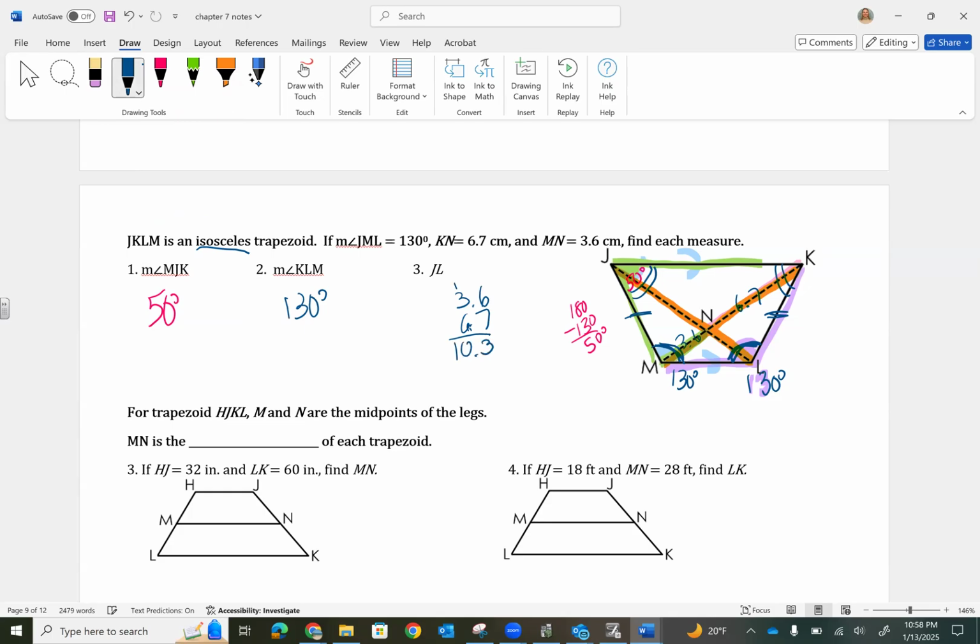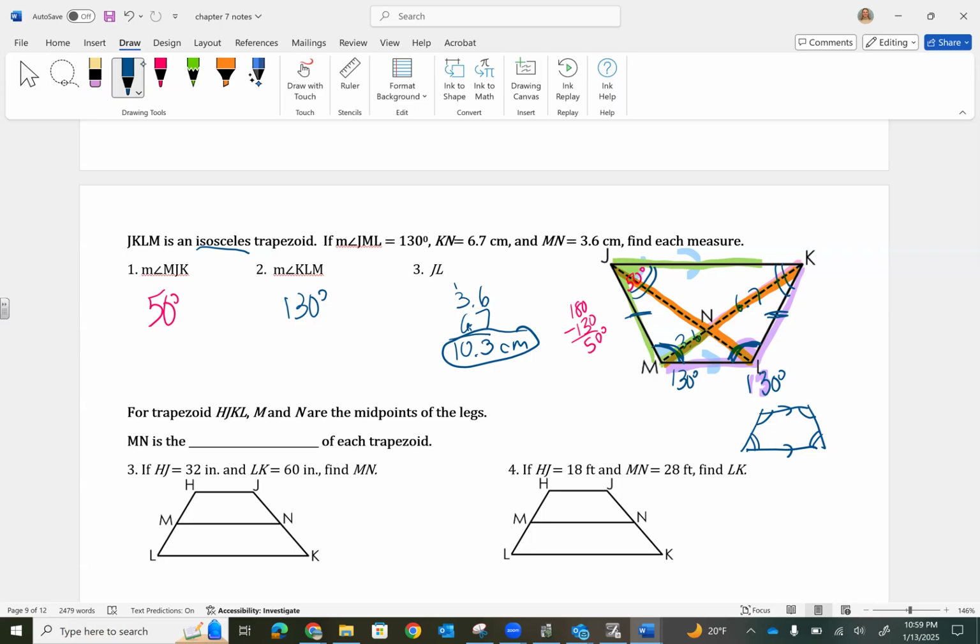You get 10.3, and that's in centimeters. Since the diagonals are congruent, if one diagonal is 10.3, the other one will also be 10.3. So in an isosceles trapezoid, not only are these two angles going to be supplementary, but also the base angles across from each other will be congruent. That's why we have the matching of those, and the diagonals will be congruent.